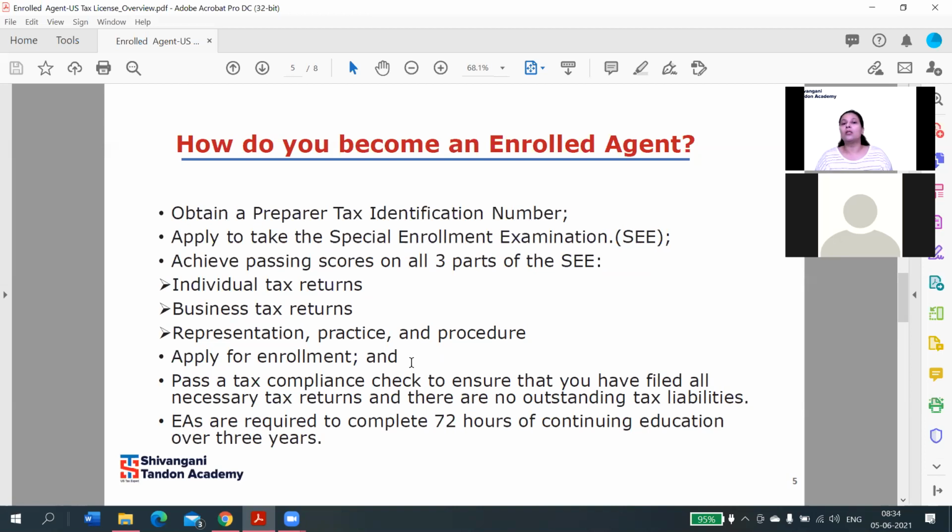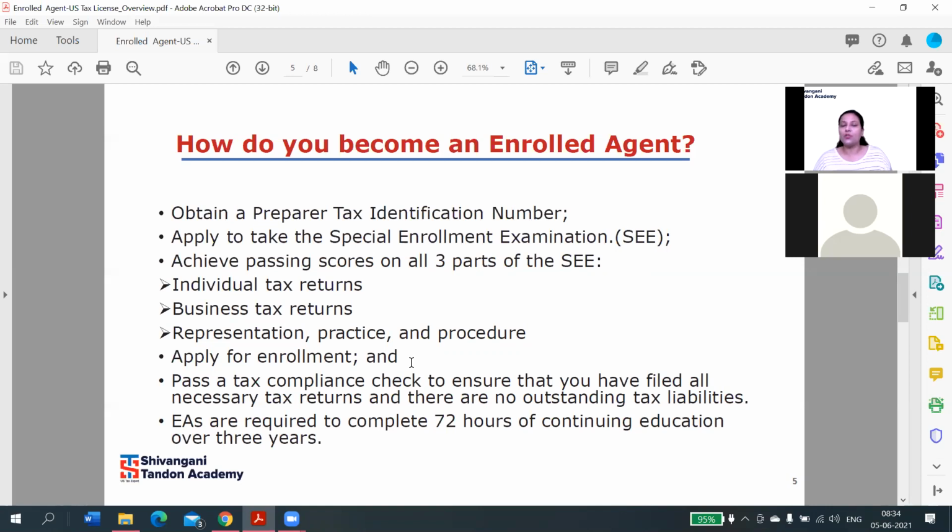Do get it, because without a PTIN you cannot go for the EA examination, and getting a PTIN is not a quick task. It might take a week. So if you are planning to give your examination, just get the PTIN. PTIN is not free of cost. You may need to pay $35. It will be applicable for a year. Then, after getting your PTIN number, you can book your seats for the enrolled agent examination.